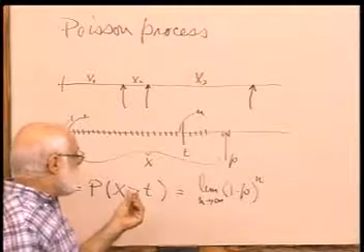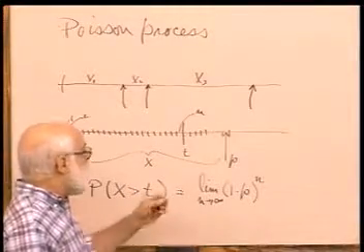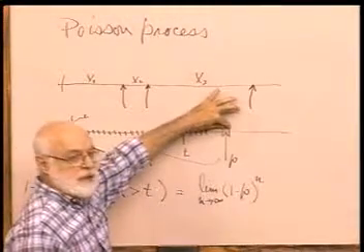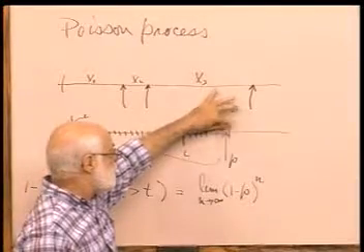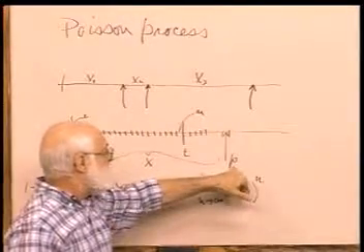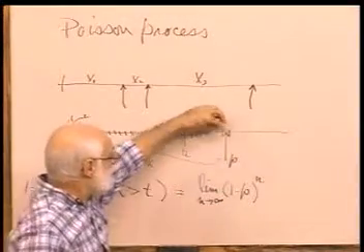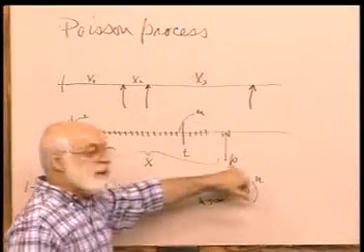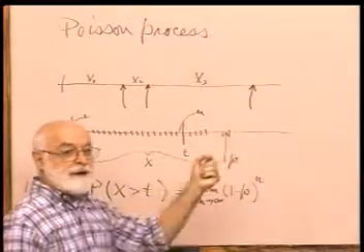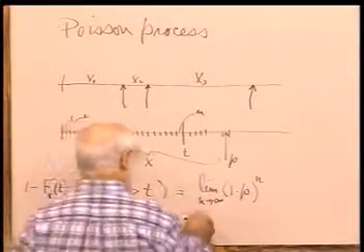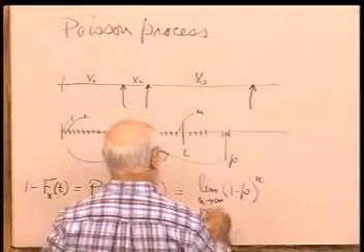As the number of intervals gets larger, that means that the width of each interval gets smaller. And if the width of each interval gets smaller, then the probability p that an interval contains an arrow should also get smaller. And as the width of the interval goes to 0, the probability that the interval contains an arrow should go to 0. So we'll let n go to infinity and p go to 0.